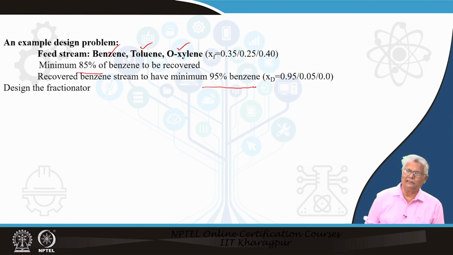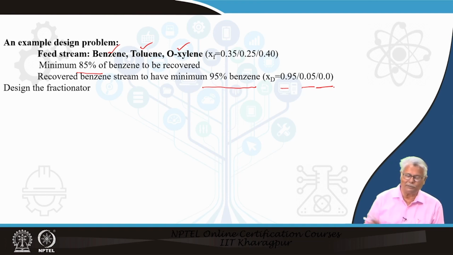So, what we could decide is definitely my mole fraction of the distillate is going to be 0.95 for benzene. I decide that I am not going to send any orthoxylene up. So, naturally the rest amount is toluene and there is no orthoxylene. So, its mole fraction here is 0, and the problem is to design the fractionator.